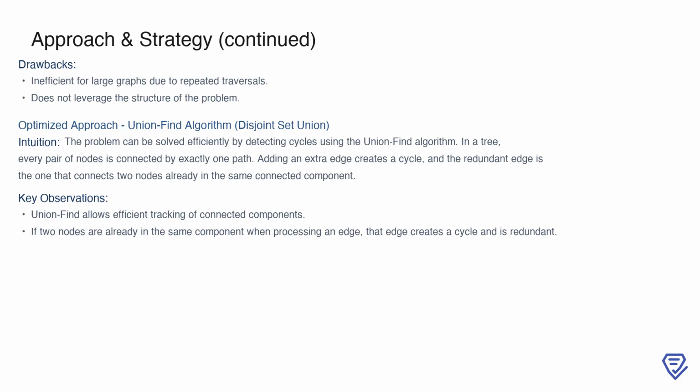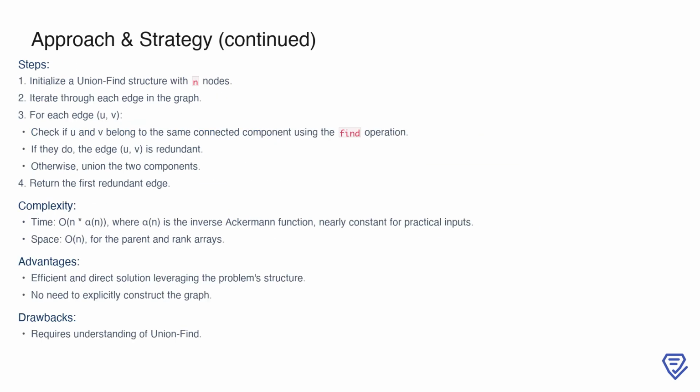If, while processing an edge, we find that the two nodes it connects already belong to the same component, that edge must be redundant. This method directly leverages the structure of the problem, offering a much more efficient solution. To implement the union-find approach, we start by initializing a union-find structure for the graph's nodes. Then, we iterate through each edge, processing them one by one. For each edge connecting nodes u and v, we first check if these nodes belong to the same connected component using the find operation. If they do, this means adding the edge creates a cycle, and we return it as the redundant edge.